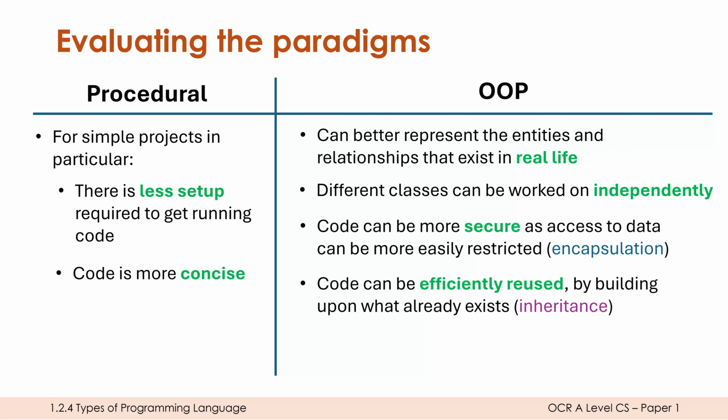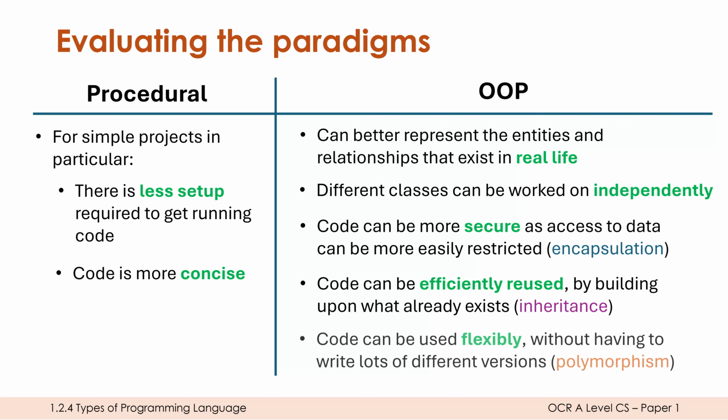Inheritance allows us to efficiently reuse code because I can take a class which is already defined and just slightly extend it without having to completely copy its code. And polymorphism allows us to use code quite flexibly. I only have to write it once and it can behave a little bit differently depending on what exactly it's interacting with. The alternative would be to have to write lots of different versions of that, which I'd have to do if it was procedural.